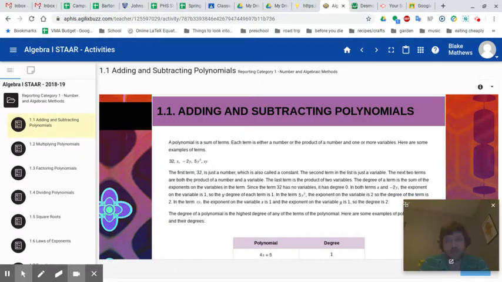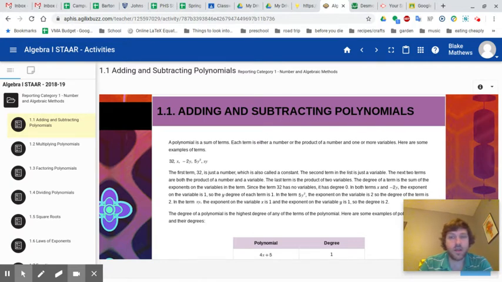I am running a first trial on how to do some screencasting video lessons for the Algebra 1 STAAR study guide. Just to make sure everyone's aware, you have already been added to the STAAR study guide. It is an online curriculum, so you don't have a packet for this. You have the online version, so I'm going to be going through it, which means you can follow along and do the problems with me as I go.